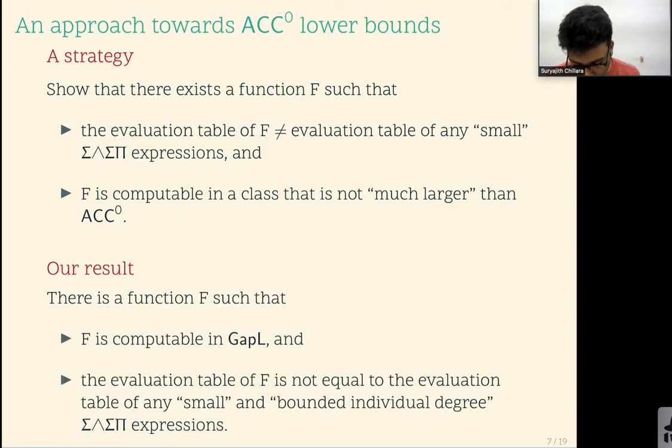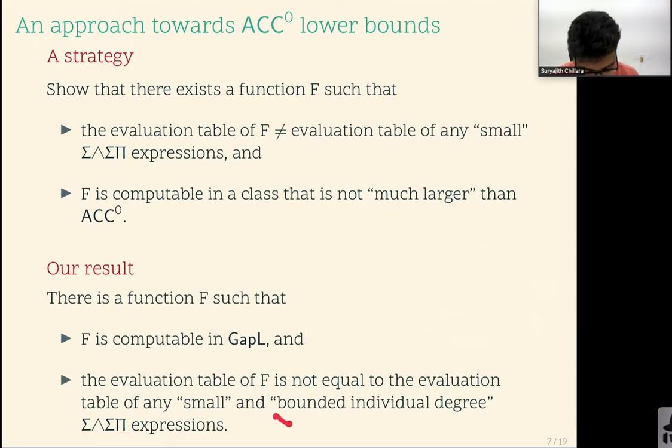So towards this, what we do in this paper is to show that there exists a function f which is computable in GapL, which is a very small class. It's a class which is in P, and it is such that the evaluation table of this function f is not equal to the evaluation table of any small and bounded individual degree sigma power sigma pi expression. So we find a function f such that the function is in GapL, and we show that the evaluation table of f is not equal to the evaluation tables of any of the polynomials of bounded individual degree that can be computed by small sigma power sigma pi expressions.